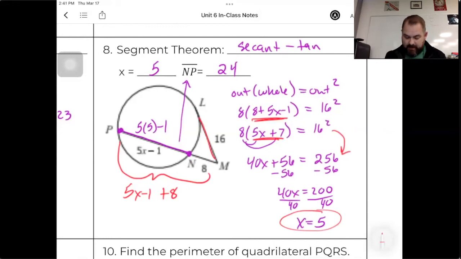Then when you plug back in, they only want NP. NP is just the inside part of the secant. So all I have to do is plug in here. 5 times 5 minus 1 gets me 24.